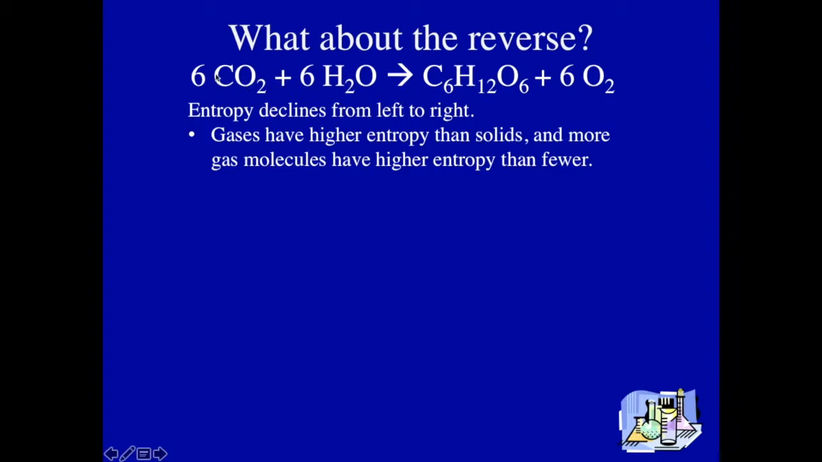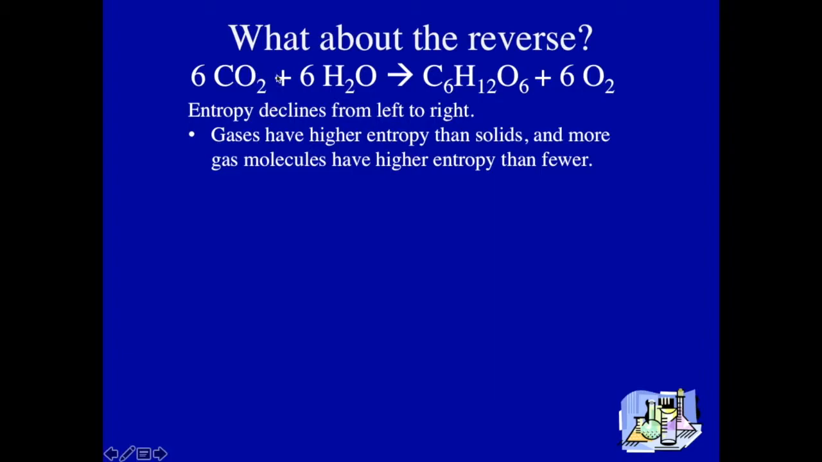You're decreasing entropy. These have high entropy. This has low entropy. This has some entropy, but still the overall entropy on the right side is less than on the left side. Gases have a higher entropy than solids. They have higher disorder than solids. And more gas molecules have higher entropy than fewer gas molecules. So the entropy here in this system would decline.